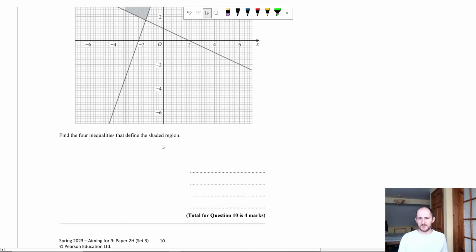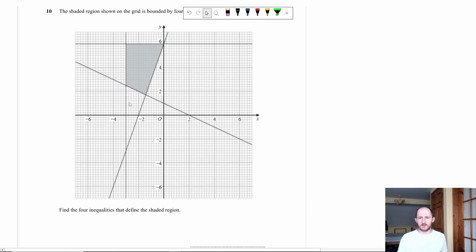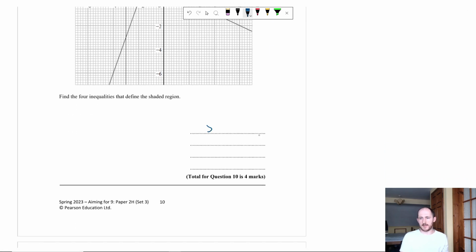Yeah, I can kind of see those. Find the 4 inequalities. Well, okay, let's start with the straight lines. So this one here is just x equals minus 3. Now if we look, it's to the right of this shape, which means it's going to be greater than. Now because they're all solid lines, it's greater than or equal to. Remember, with inequalities, a solid line is equal to, a dotted line is not equal to. So the first one, and that gives us 1 mark.